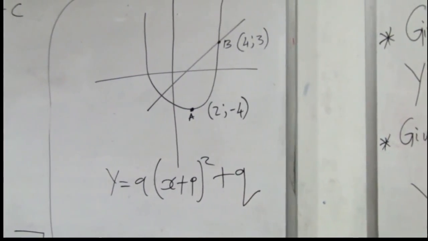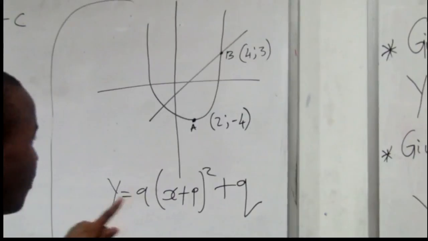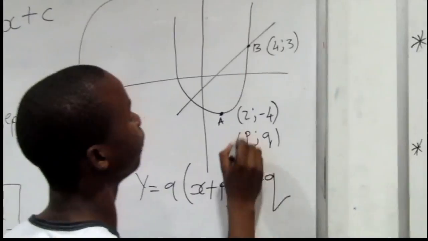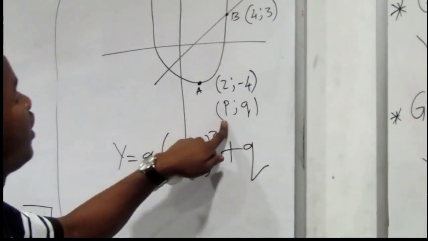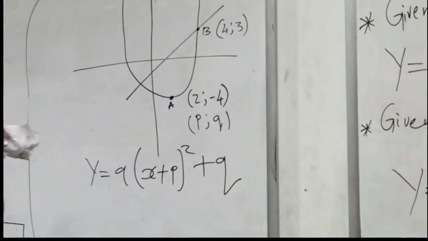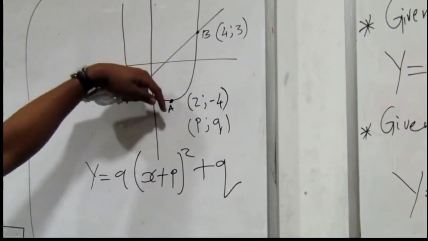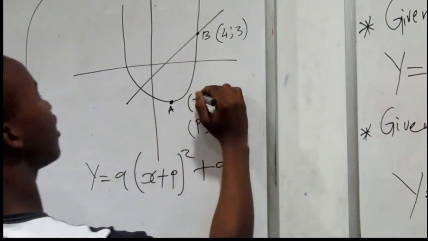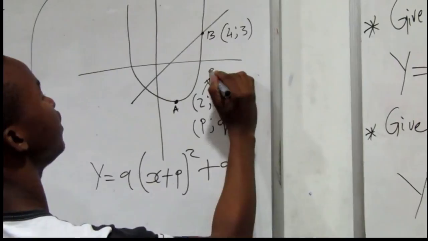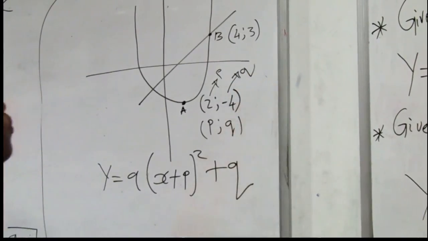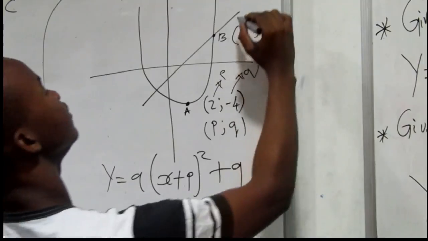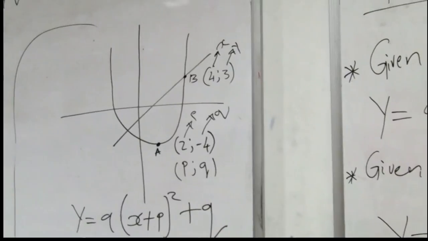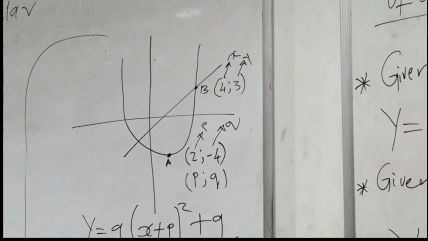Then from there on, you substitute p. Remember that in a turning point, this is a point of p, this is a point of q. Our point of p is equal to the value of x, and our point of q is equal to the value of y. This is our p, this is our q, and this is our x, this is our y. We are going to substitute accordingly.